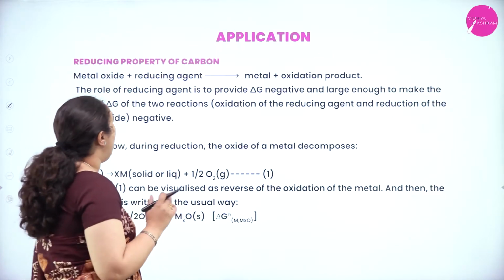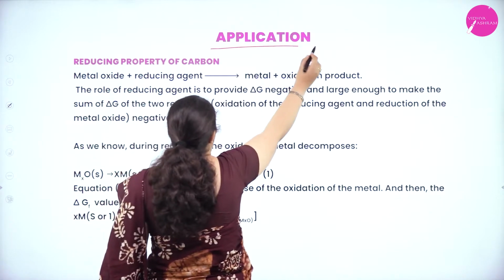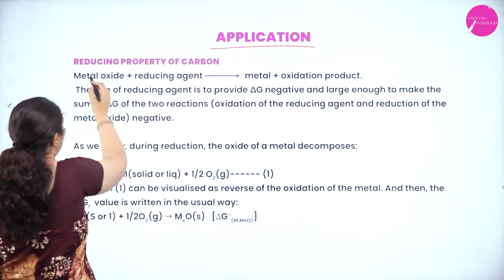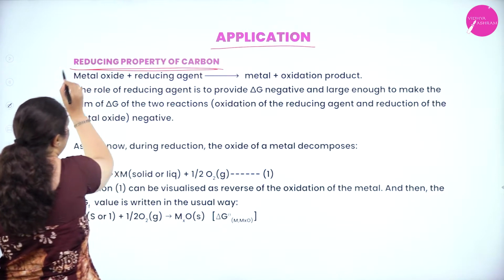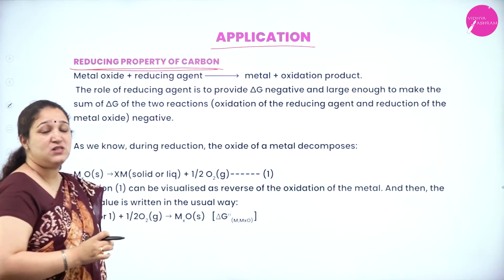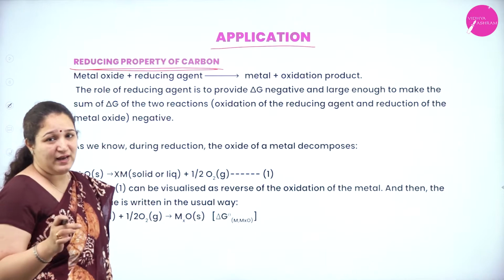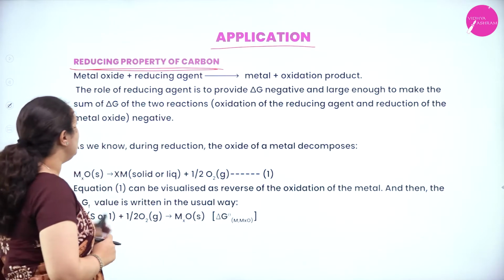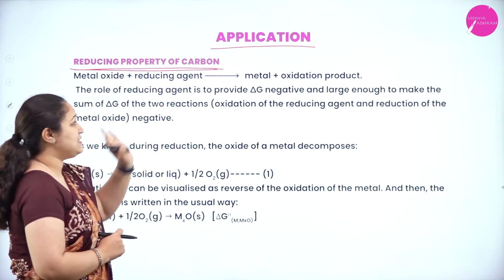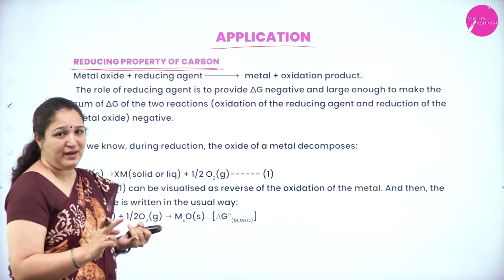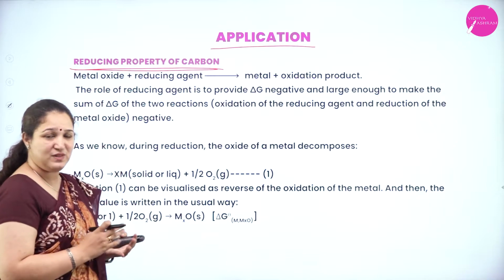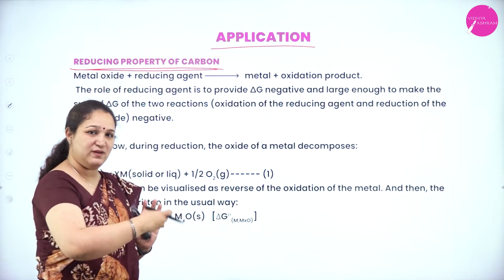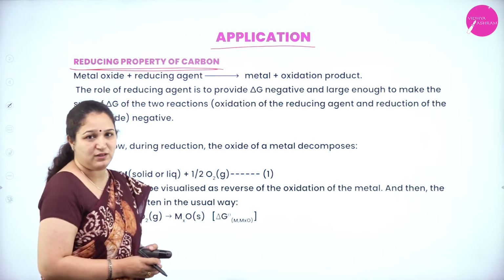Next is applications. That is application of the Ellingham diagram. Especially we are learning about the reducing property of carbon alone. Why? Because to understand the metallurgy of iron, I require this, and this is very important. Okay. So metal oxide plus reducing agent will give me the metal and the oxidation product. This I have already explained. So you have the metal oxide, the reducing agent will take the oxygen and give the metal for us.